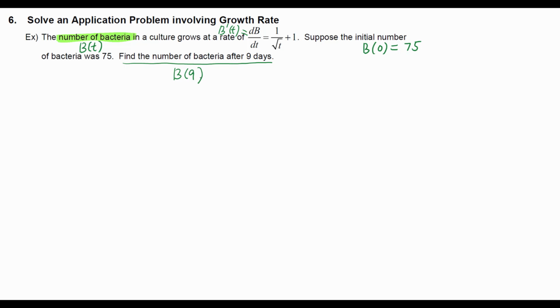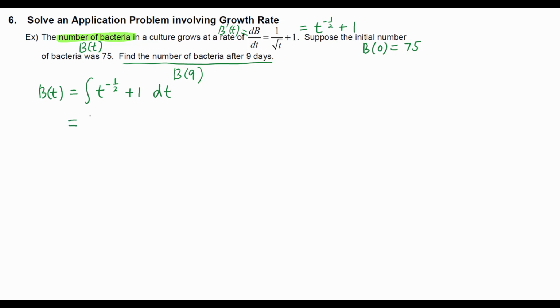Get it? Okay, so how do I get b sub t? I will get b sub t if I take the integral of b prime of t, which is 1 over the square root of t plus 1. And I would like to rewrite this so that it's easier to take the integral of. 1 over square root of t is the same as t to the negative 1/2 power, plus 1, dt.